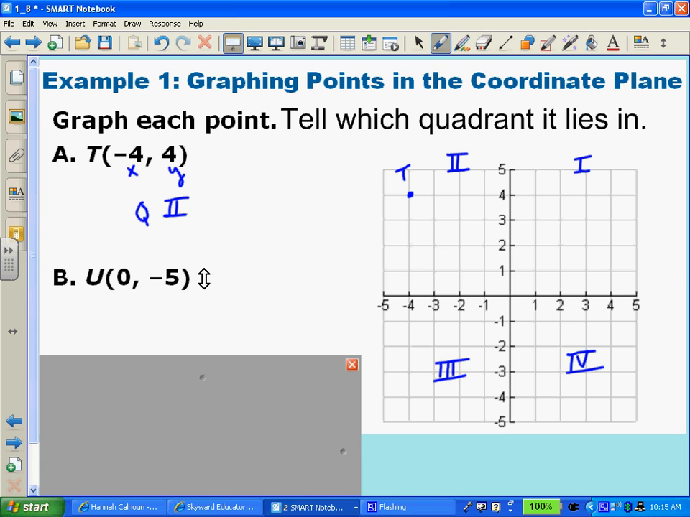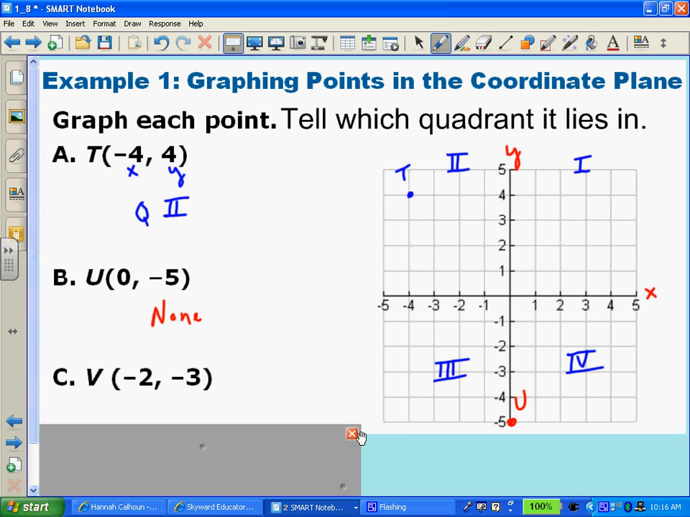Let's look at another one. This one we have (0, -5). So 0 on the x-axis, -5 on the y-axis. That would be down here. And that is point U. Now as you can see, this one isn't really in a quadrant. It's on the y-axis. This is the x again, this is the y. When you have a point that lies on an axis, either the y-axis or the x-axis, it is not in a quadrant. So we just write none. It's not in a quadrant.